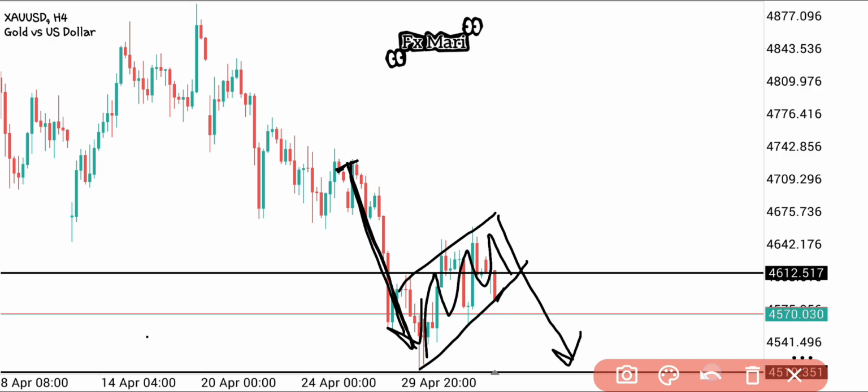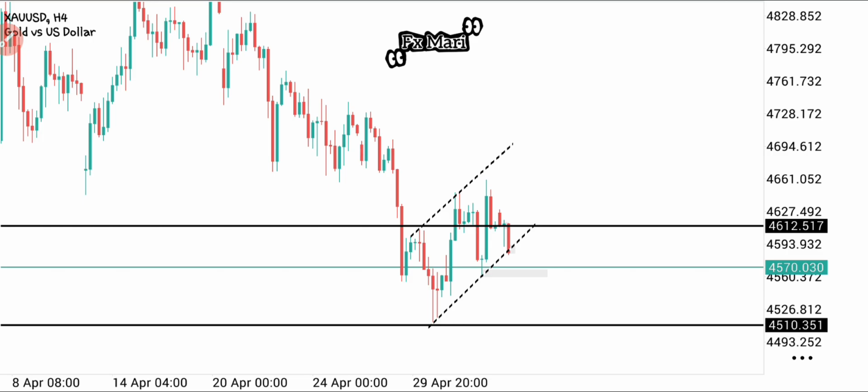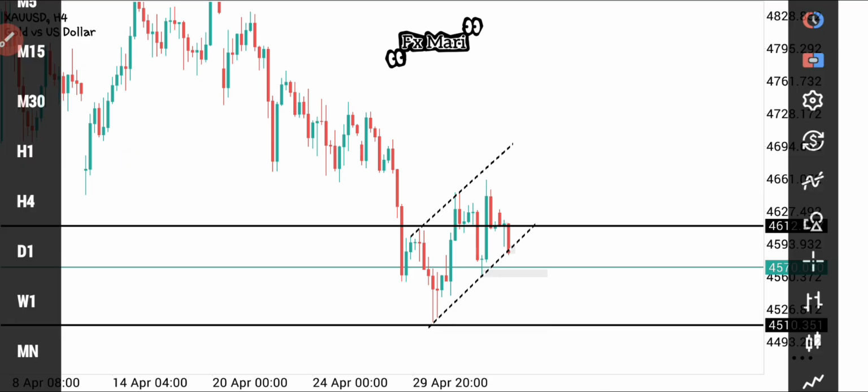Or you can just leave it like this, a descending channel like so. This is the setup that I have. So I could have entered either here or here and here, and this could have been my first TP and this my second TP. So now we move into the H1 time frame.